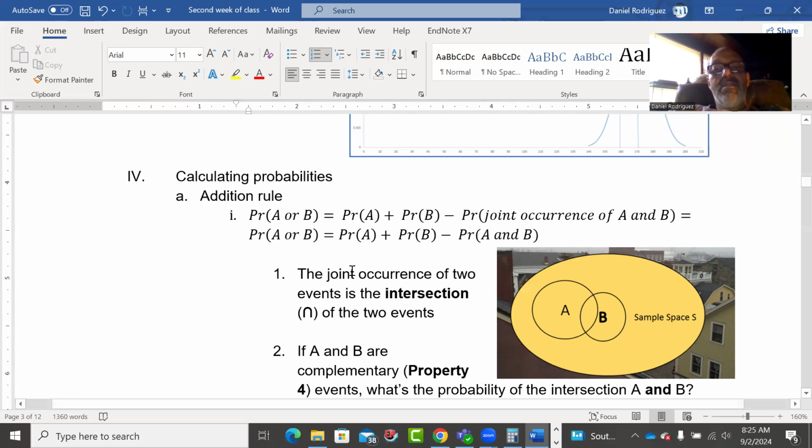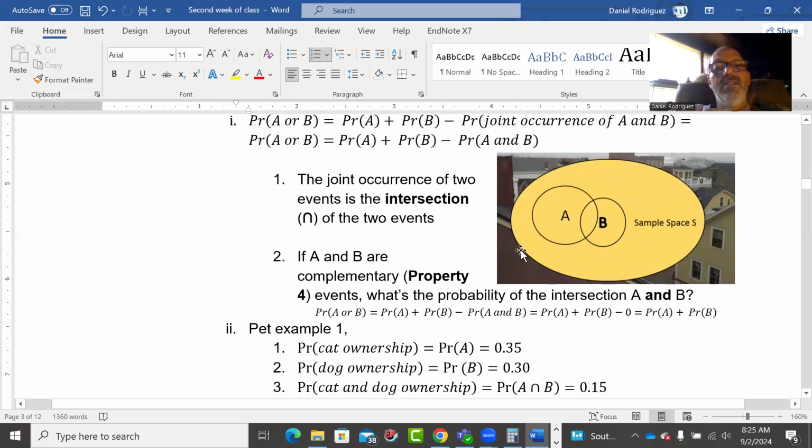So the way we would deal with that is we would subtract one portion of the overlap. So let's look at this. The probability of A or B occurring is the probability of A plus the probability of B. This is what we saw before, minus the probability of the joint occurrence of A and B. So we have the probability of A or B equals the probability of A plus the probability of B minus the probability of A and B occurring. The joint occurrence is the intersection of two events, and this is the symbol for the intersection.